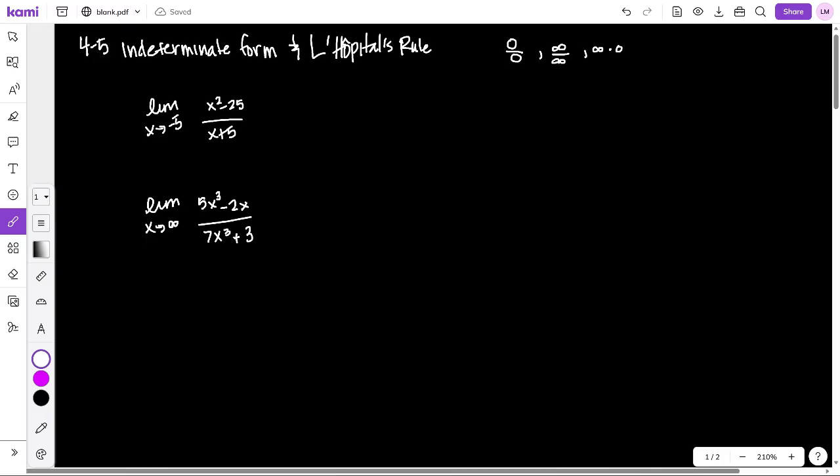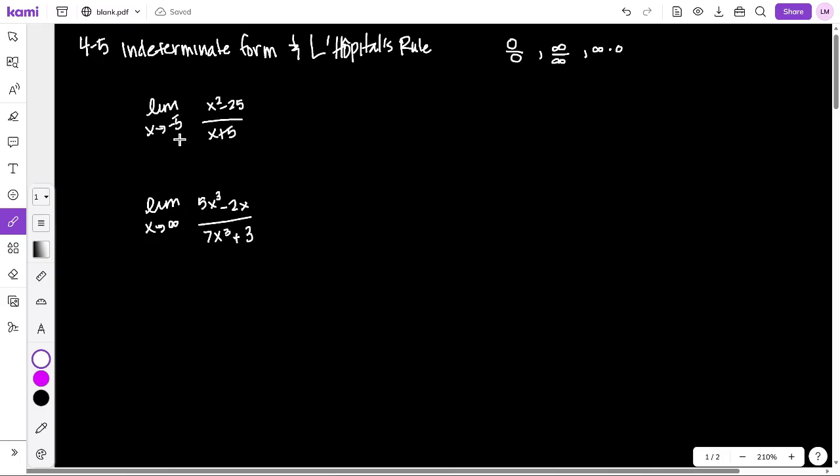Anytime we get something where you can't determine what the limit is, we can use L'Hopital's rule. But we can only use L'Hopital's rule, and if we want to use it multiple times, we still have to get those things like 0 over 0, infinity over infinity. Otherwise, we stop and we're finished. All right, so let's look at this one.